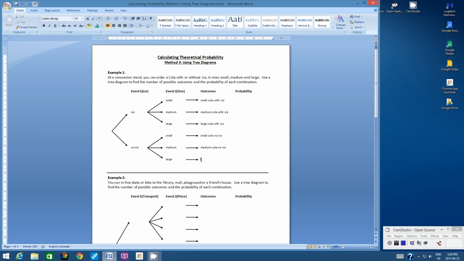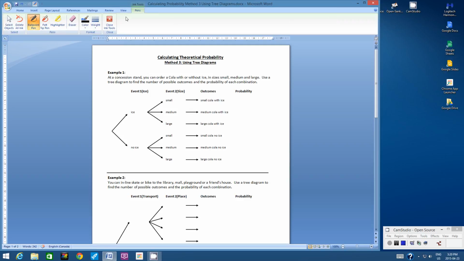And then if you could figure out the last outcome of this probability tree, it is large cola, no ice. Okay, so we have most of the tree figured out. All right, the next step is we have to write down our probabilities along every branch. Let's focus on event 1 first. Event 1 is we can choose a cola with ice or with no ice.